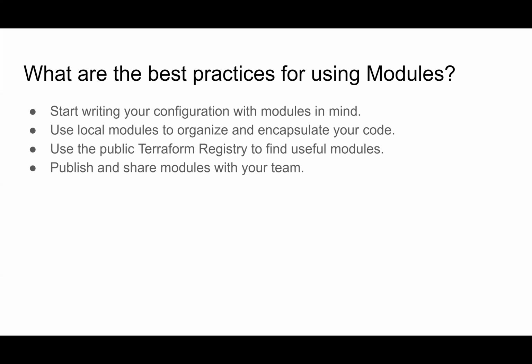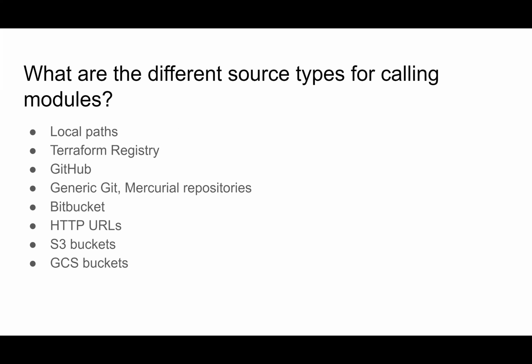And then we'll use local modules to organize and encapsulate our code. We'll use the public Terraform registry to find useful modules. There's no reason to reinvent the wheel. If there's a module for creating a VPC and it's provided by AWS, it's probably worth using it. And then we'll publish and share modules. So if you come across something that's interesting, for example, you have a module for creating security groups with specific rules, that might be worth sharing with other people.